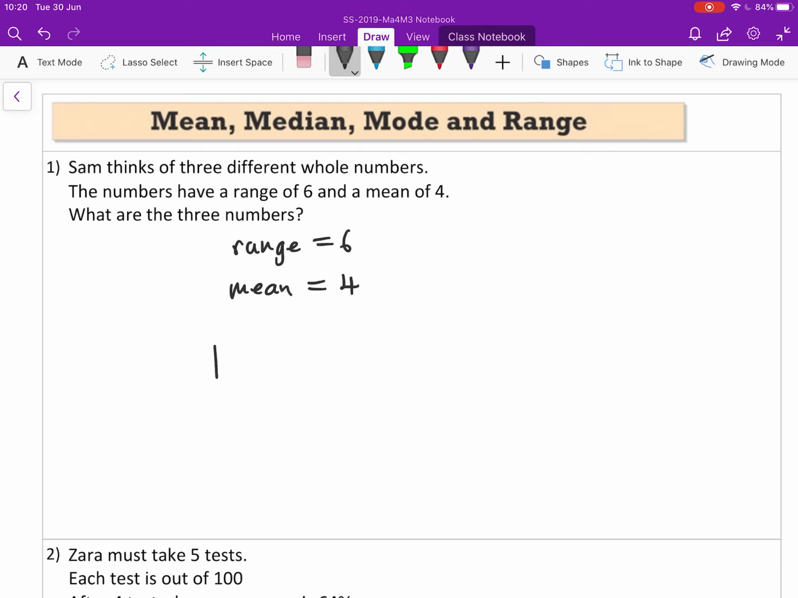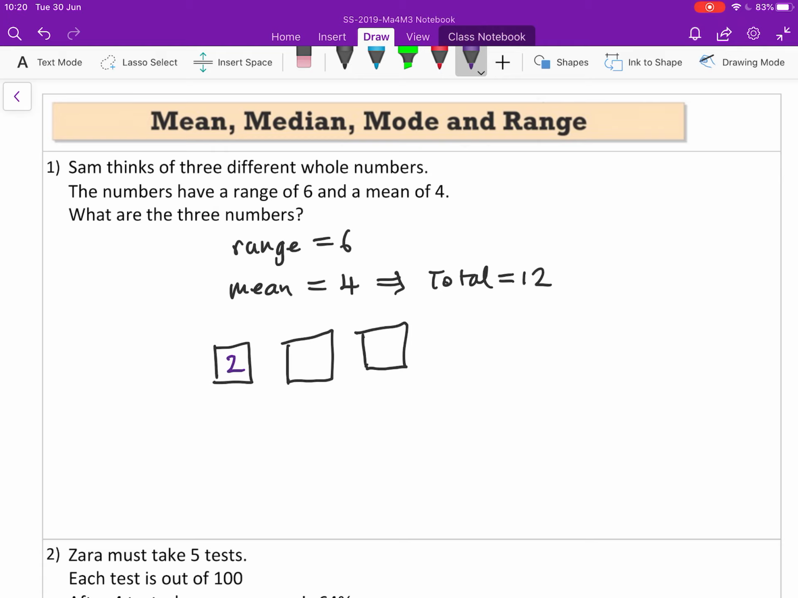So you've got three numbers. Now if three numbers have a mean of 4, what is the total? The total will be 3 times 4, which is 12. This question is actually quite easy. You don't even need a lot of mathematics to solve it. You can just guess. So let's try. Say we start with the number 2.